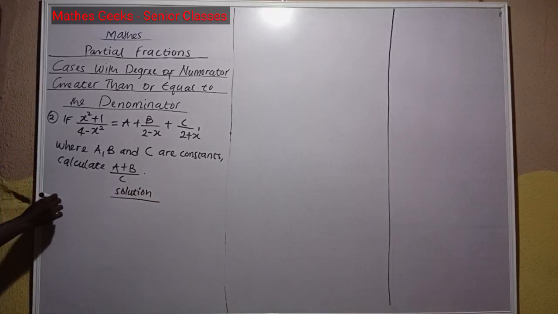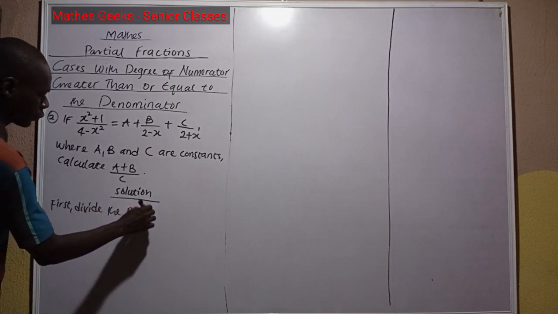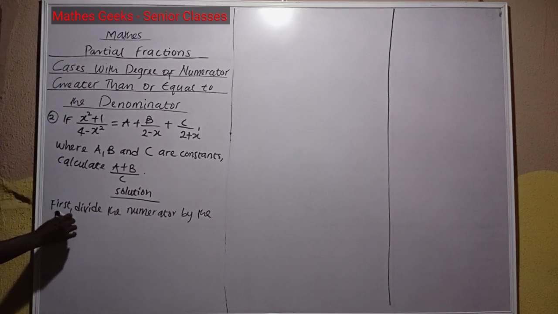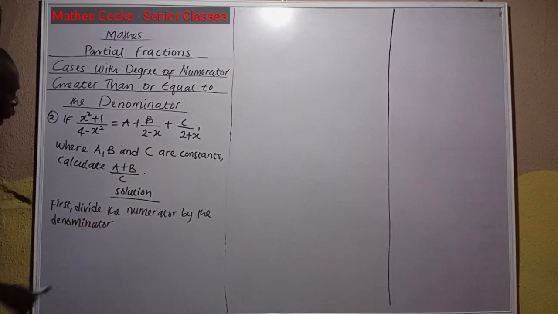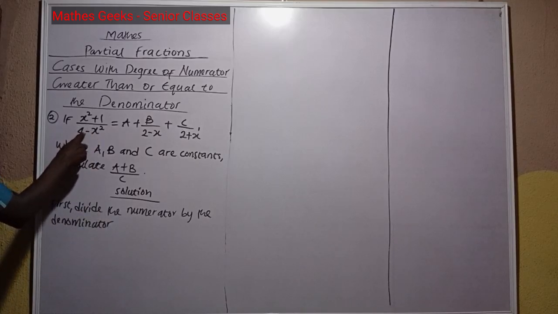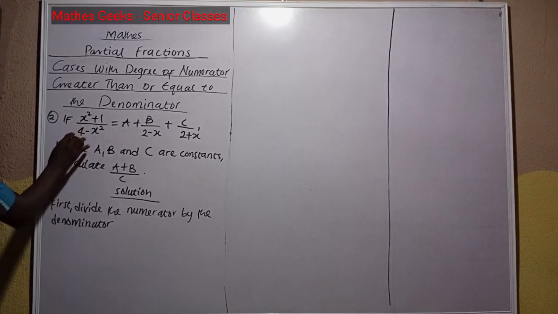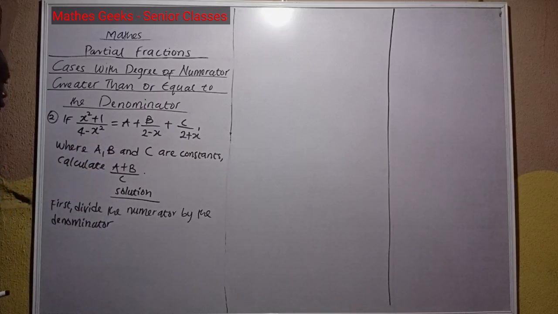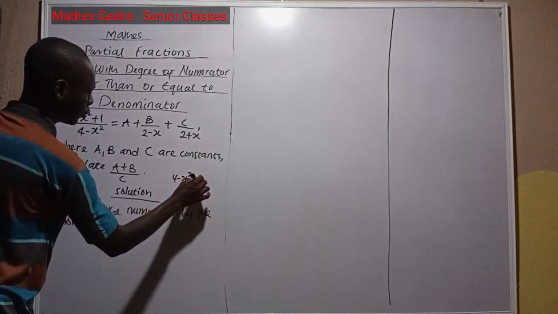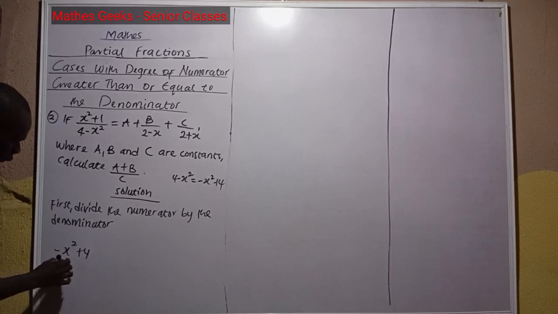So first, divide the numerator by the denominator. Okay. So now that we've gotten to this point, the denominator started with 4 minus x squared, and when we are dividing the numerator by the denominator, we cannot use a constant to divide. It is the term in x squared that we're going to use to divide. So 4 minus x squared will be minus x squared plus 4, and the numerator is x squared plus 1.